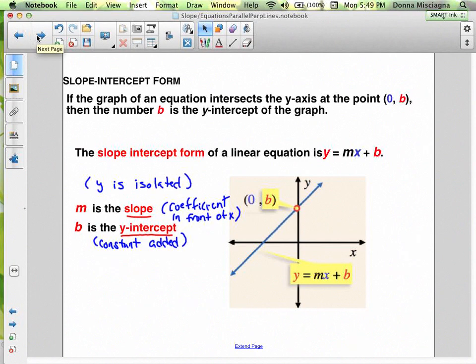number b is the y-intercept of the graph. All right, so in slope-intercept form, our y is going to be isolated. Right? That coefficient in front of x is going to be our slope, and that constant added in is going to be our y-intercept. I'd like you to add in the parts that I've written in on the smartboard up here. All right, so just add that to your notes.